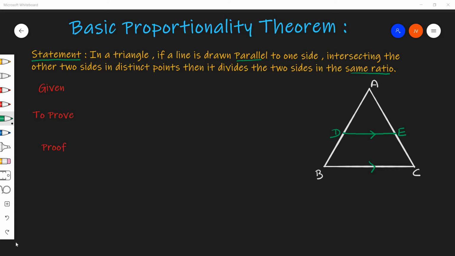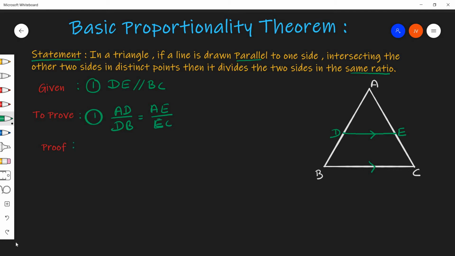Consider triangle ABC where the line DE is parallel to BC. In that case, according to the basic proportionality theorem, the points D and E divide sides AB and AC in the same ratio. So, the one point that is told to us is that line DE is parallel to BC, and we have to prove that AD divided by DB is equal to AE divided by EC. We have to prove this.